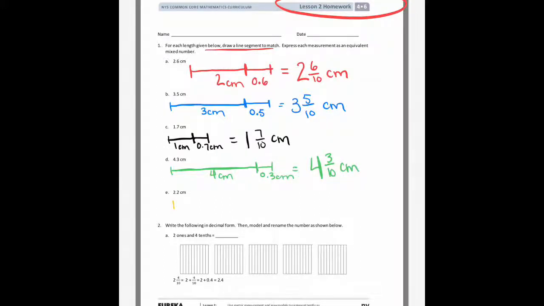And then we have 2.2 centimeters, so I'm going to draw what I think is 2, and then 0.2, and together that'll be 2 2/10 centimeters.